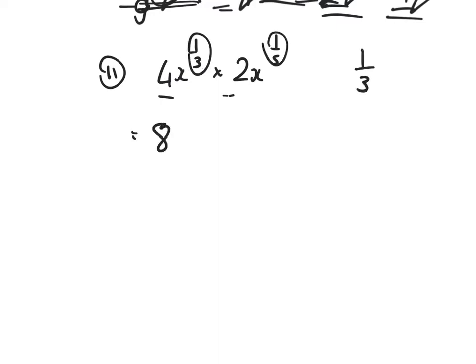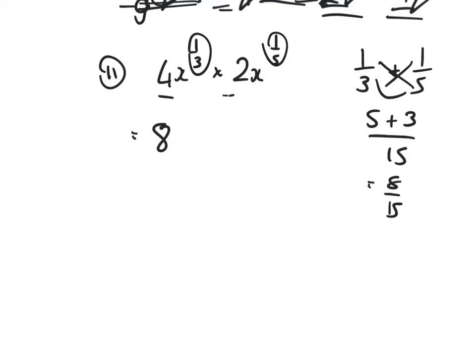Okay, example 11. 4x to the 1/3 multiplied by 2x to the 1/5. Okay, so 4 times 2 is 8, and then I need to add the powers. So for adding the powers, let's just go across and do a kiss and smile. So that will be 5 plus 3 over 15, 8 over 15, 8x to the power 8 over 15.